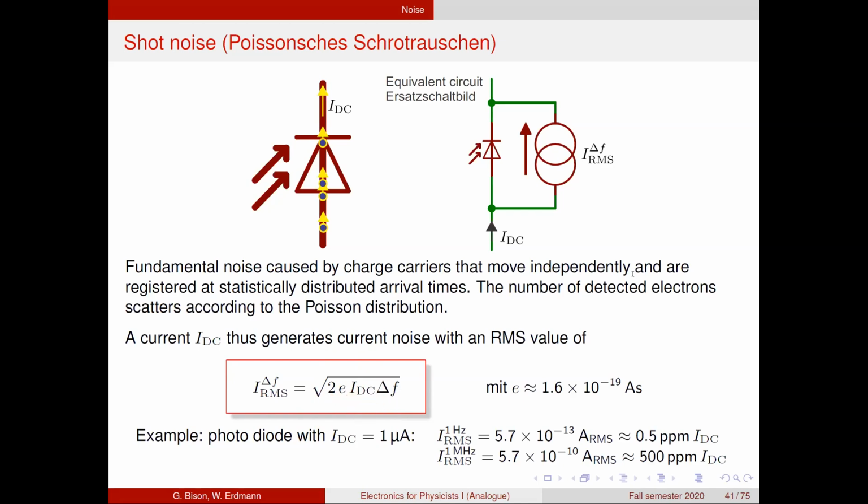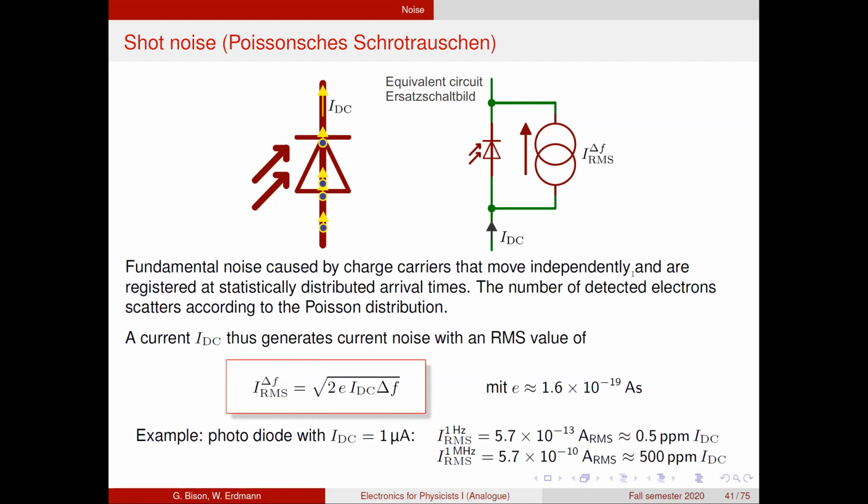So let's have a look at an example. In my scientific life, I often look at signals that come from photodiodes. And the typical current in a photodiode is a microamp. Now if we look at this current noise we just calculated in a 1 Hertz bandwidth, so a very small bandwidth, this gives 5.7 times 10 to the minus 13 amperes. This is a very small number. If we put this in relation to the DC current, it's approximately 0.5 ppm.